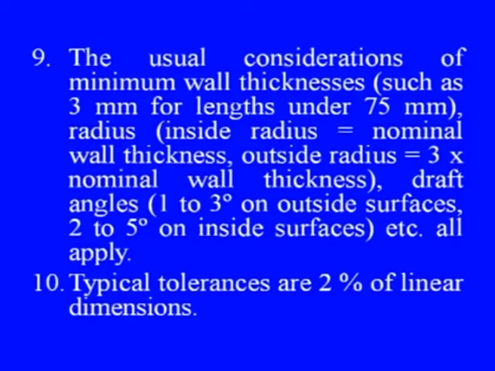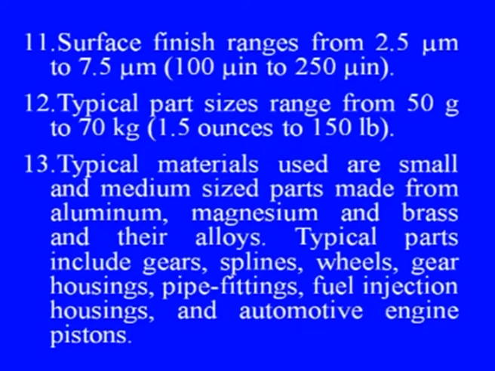The usual considerations of minimum wall thicknesses such as 3 millimeter for lengths under 75 millimeter, radius, wall thickness, outside radius which is 3 times the normal wall thickness, draft angles which is 1 to 3 degree on outside surfaces and 2 to 5 degrees on inside surfaces, etc. all apply. The tolerances are 2% of linear dimensions. Surface finish ranges from 2.5 micrometer to 7.5 micrometers.